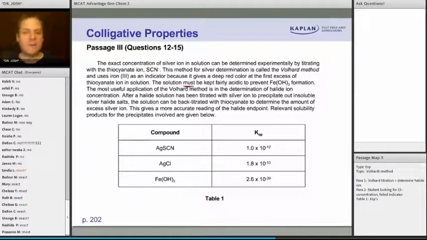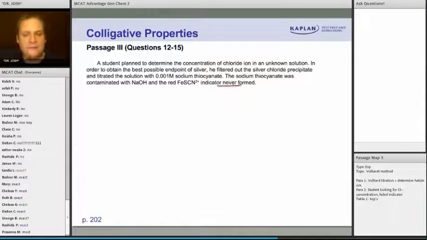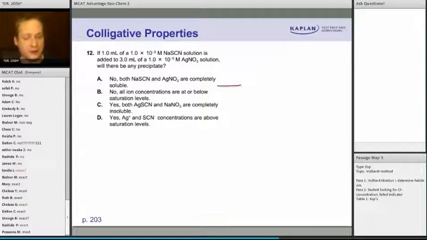So we're talking about experiments. The method for a silver determination, we have this new method, and we use this indicator. The solution must be kept fairly acidic to prevent iron oxide trioxide formation, and then it just shows us how it works. It gives us a more accurate reading. We have the relevant solubility. And so we get the Volhard titration. We're going to determine halide ions and silver ions from that, and we get some KSPs. And then we get the actual experiment, and it turns out sodium thiocyanate was contaminated with sodium hydroxide, and our indicator never formed. So that might be a clue to deal with.